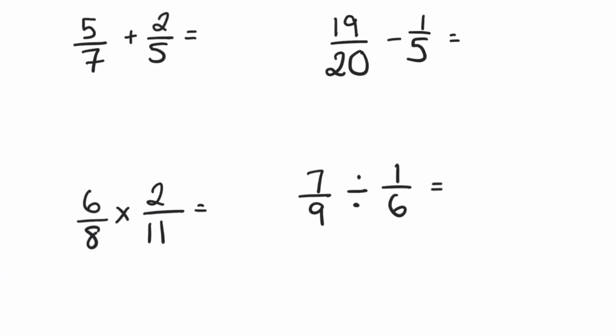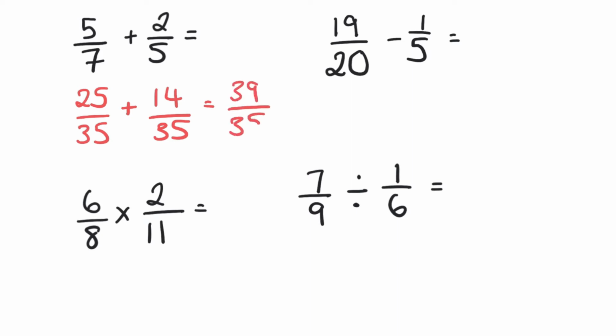For example, to do 5 over 7 plus 2 over 5, we're going to change the denominators to the same number. So I'm going to change them to 35s. So to get from 7 to 35, we times by 5. So I need to times the 5 by 5 as well to get 25 over 35 at the bottom. So to get from 5 to 35, we times by 7. So we need to times the top by 7 as well. So 2 7s are 14. So now we're able to add them together. We've got 39 over 35.